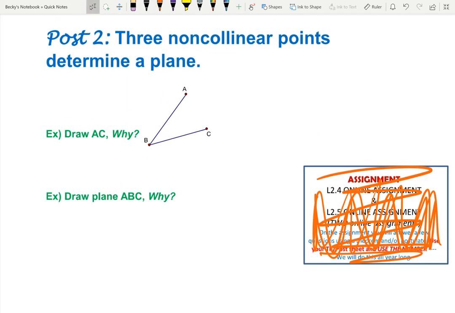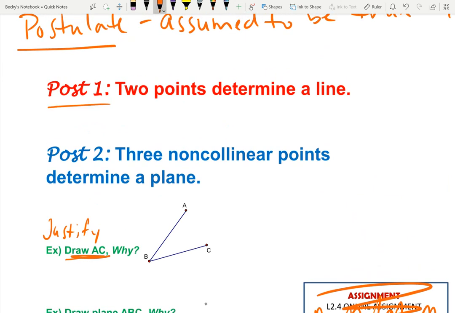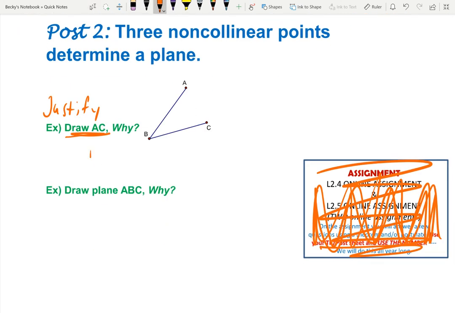Later on in the book, they're going to say things like draw a C. And then you look at the picture and you say, okay, I'm just going to draw it. But it's not saying to draw it. The directions always say justify. How can you justify that you're drawing a line? Well, the only way I can justify it is by postulate 1 because 2 points determine a line. So here you would say postulate 1. You're not going to physically draw it in here. You're justifying it. So that's the difference.